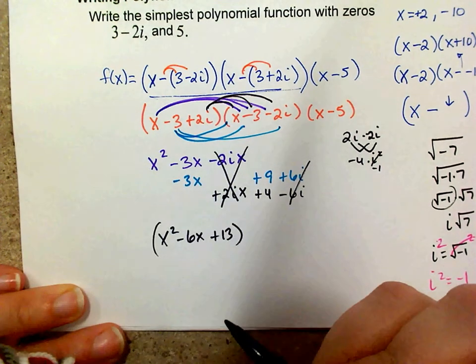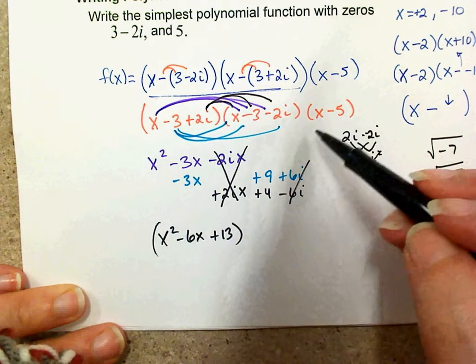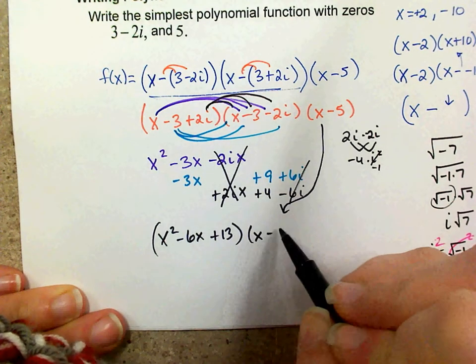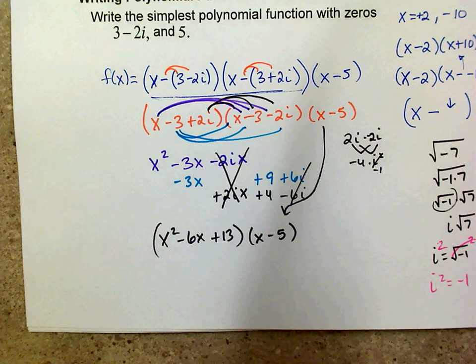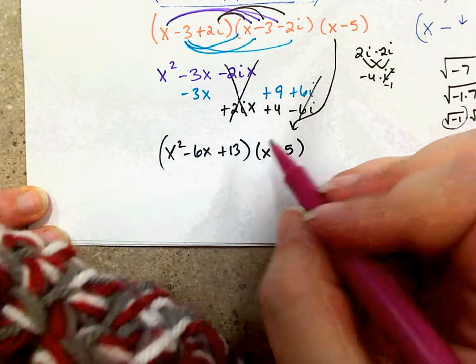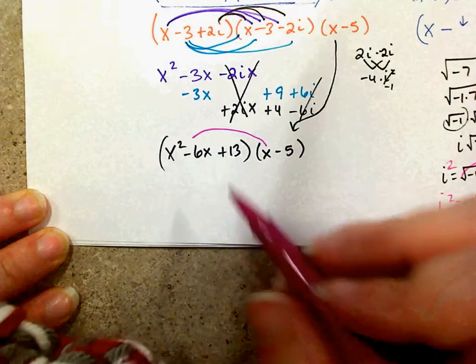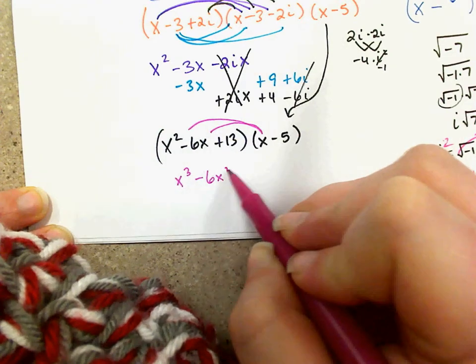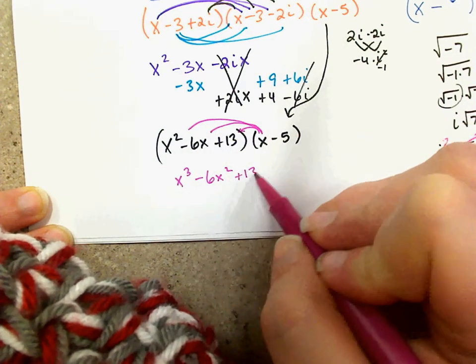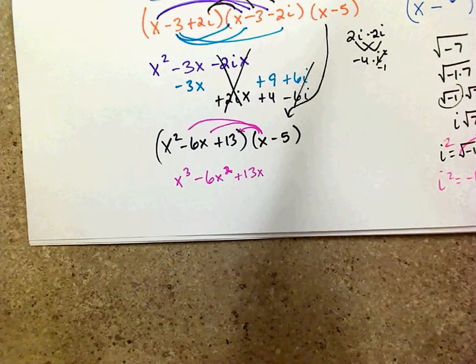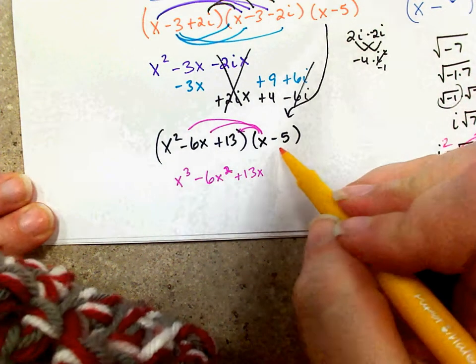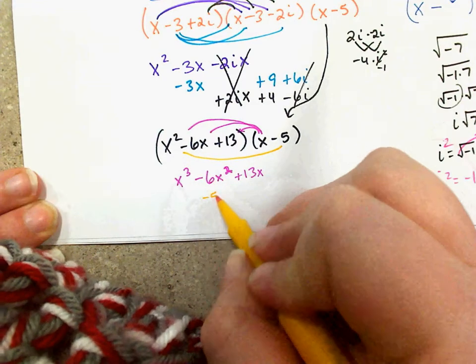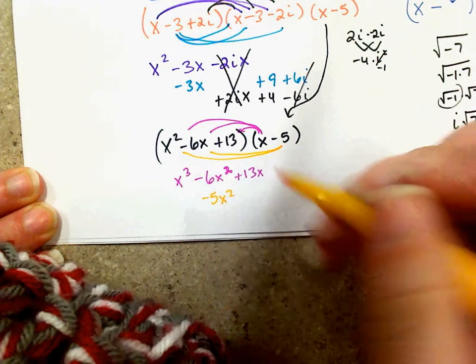Okay? But don't forget, that was just these two. So now I have to remember to multiply by x minus 5. Okay? So let's start distributing. I always like to distribute the smaller number of terms to the larger number of terms, so I'm going to distribute this one. x times x squared is x cubed. x times negative 6x is negative 6x squared, and x times 13 is 13x. And then negative 5 times x squared is negative 5x squared. Negative 5 times negative 6x is positive 30x.